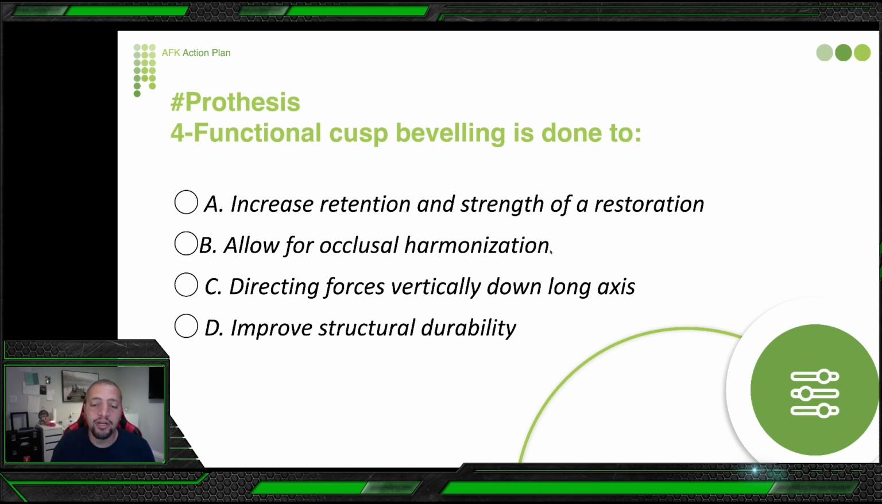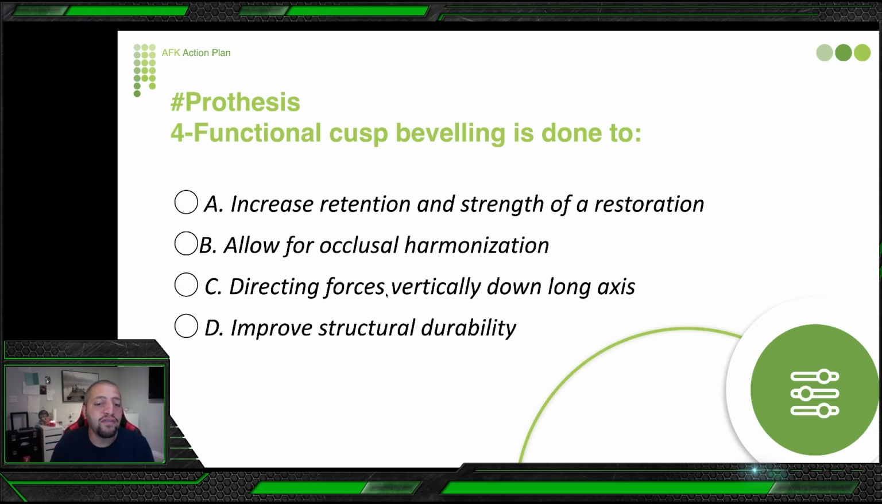Allow for occlusion harmonization: this is not speaking about one crown, it's speaking about the arch, so I think this makes no sense. Increase retention and strength of the restoration: strength maybe, okay, but retention has nothing to do with it, because when you do functional cusp beveling, you decrease the height, and retention comes merely from increased height. So as you have a long crown, it will give you more retention. As you have a shorter crown, it will give you less retention.